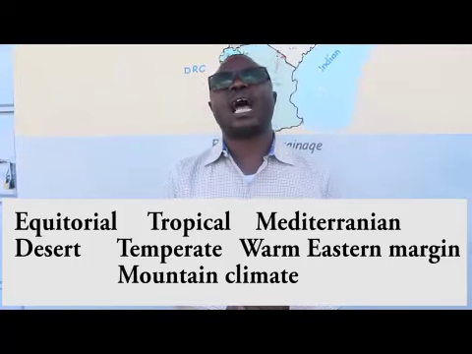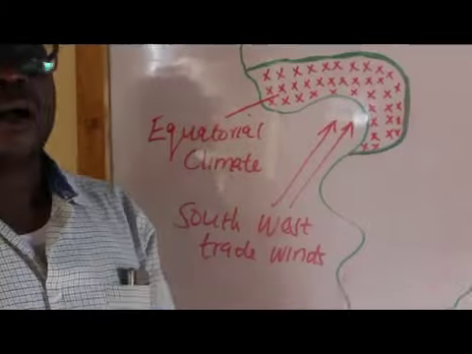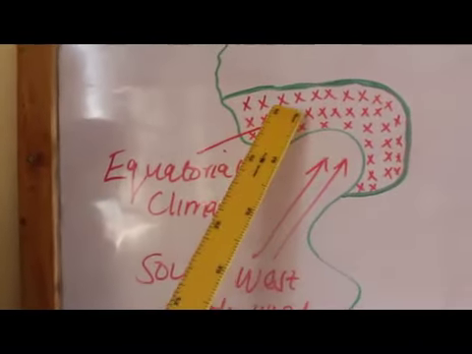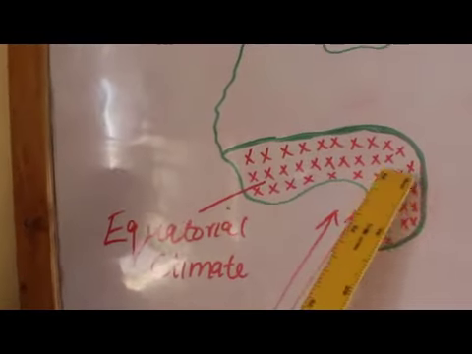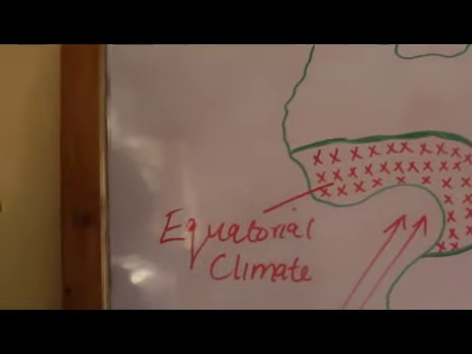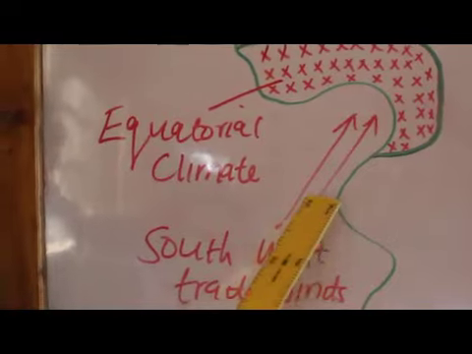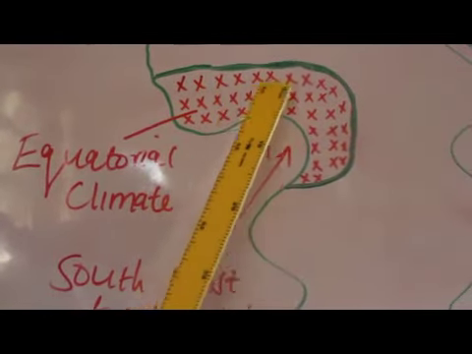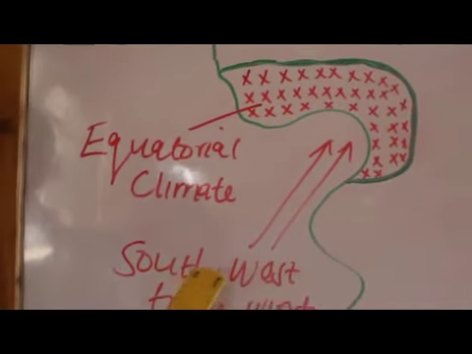Now, allow me today to start with the equatorial climate, and we would like to look at the characteristics of equatorial climate. My dear pupils, this is where the equatorial climate is located, indicated by XXX there. When we were talking about the winds in Africa, we talked about the southwest trade wind, and I said that this is the wind that brings a lot of rainfall to the equatorial climate region here. So this place receives a lot of rainfall, and this rainfall is brought by the southwest trade winds.